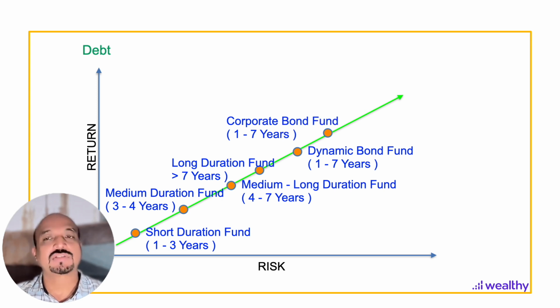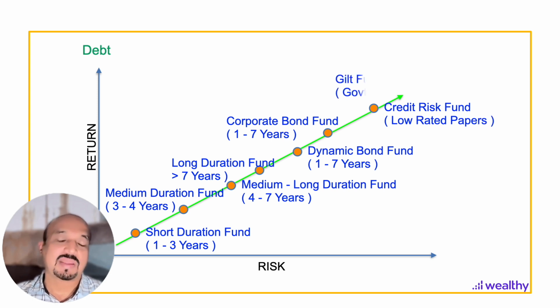Next, you have credit risk funds. This is also a long duration fund, but again, the difference here is the fund manager takes lower credit rated papers, which are typically AA and AA minus papers, which makes the risk much higher, and so is the possibility to get higher returns. Last in the category, you have gilt funds, which will invest into government securities.